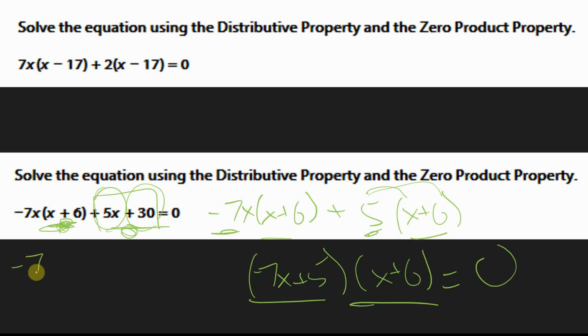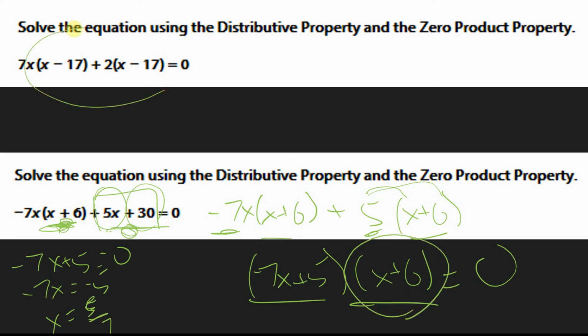But it's negative 7x plus 5 equals 0. Subtract 5 from both sides, you get negative 7x equals negative 5. Then divide both sides by negative 7, and you get x equals 5 over 7. It's positive because a negative divided by a negative is a positive. So just make sure you do the same thing with this factor. And once you're done with that, go ahead and do the example on the top as well.